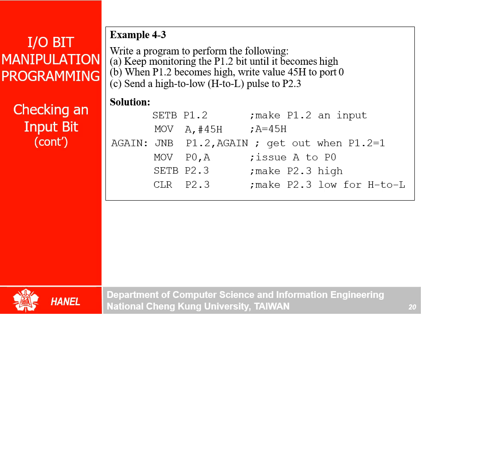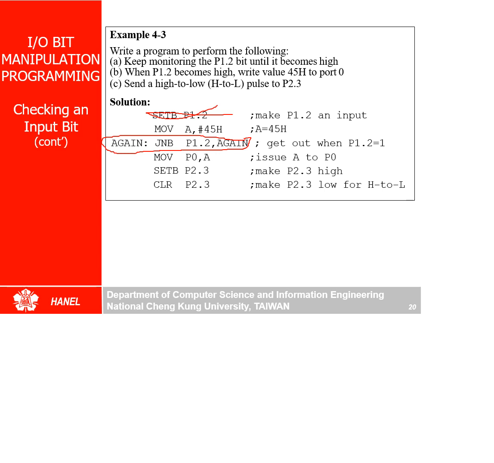This one, write a program to perform the following. Keep monitoring the P1.2 bit until it becomes high. So what is happening here? Even this one you can ignore. This one not required. A is 45H. Now what is the question here? Keep monitoring P1.2. If P1.2 is 0, it is just repeating here.